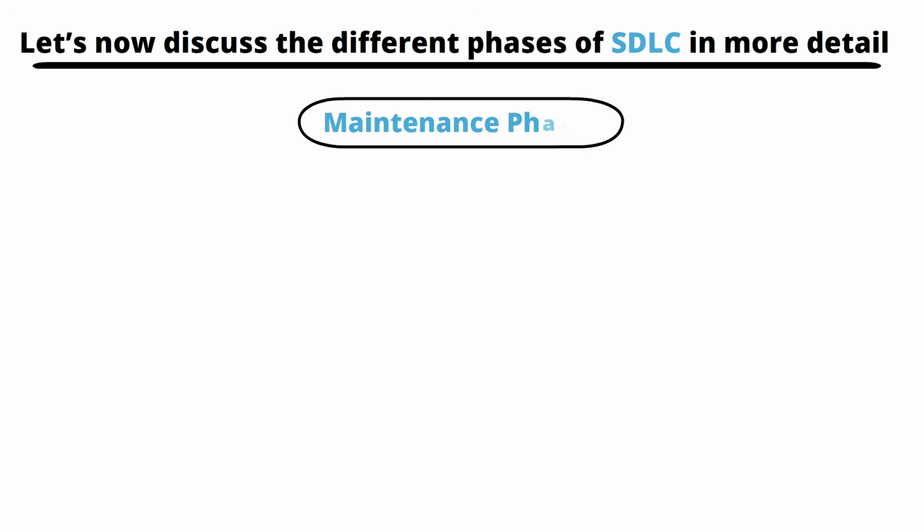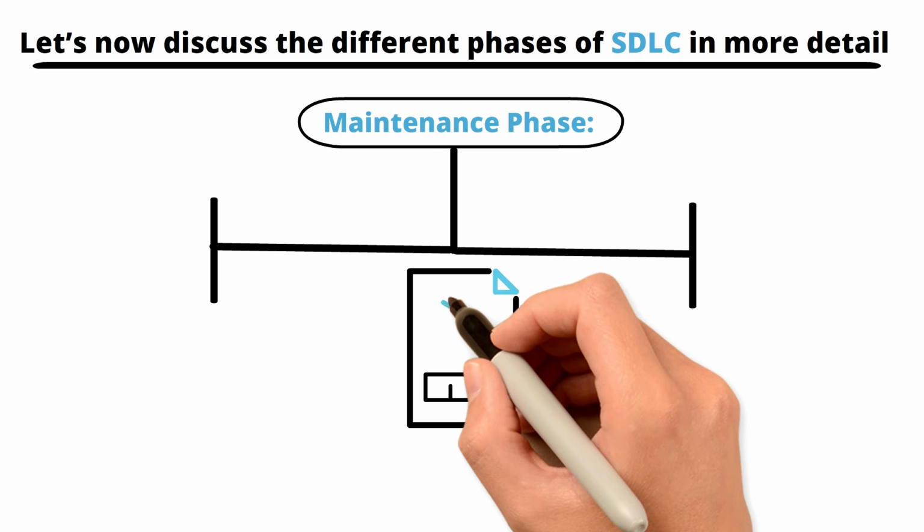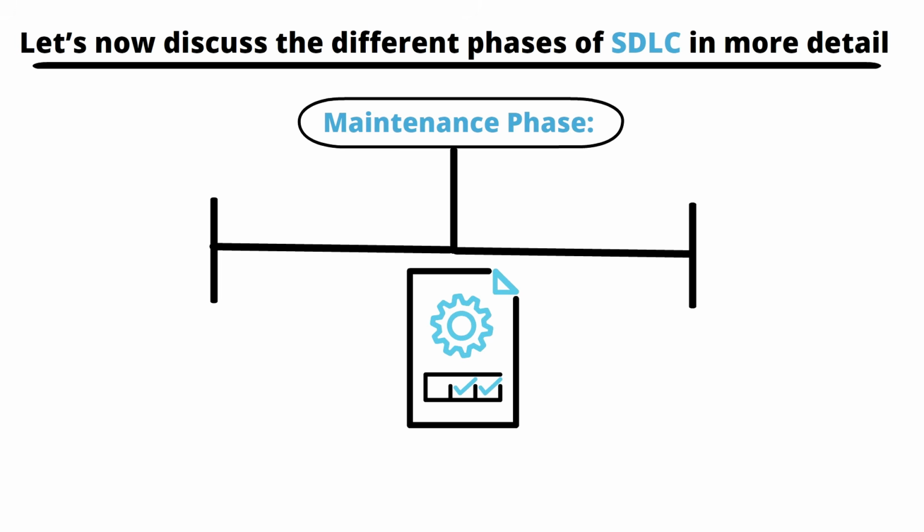7. Maintenance phase. This phase consists of the actual work done even after developing a product.